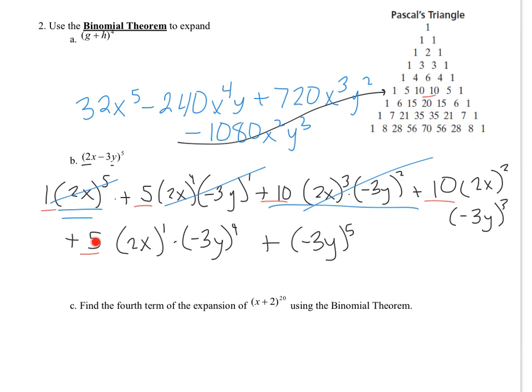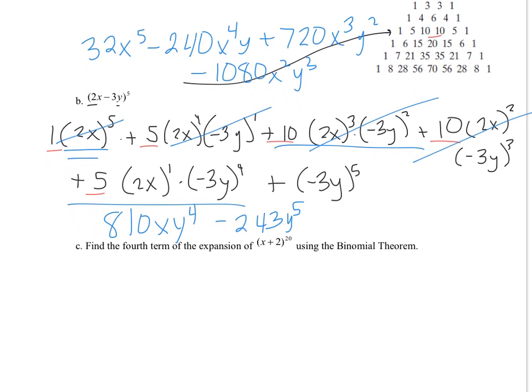And then this next term, did that one. This next one, you have negative 3 to the 4th, which is 81 times 2 times 5. So this is 810 x y to the 4th. And then the last one, you got negative 3 to the 5th, negative 243. So just take your time. Make sure that you're just going slow and using the pattern.